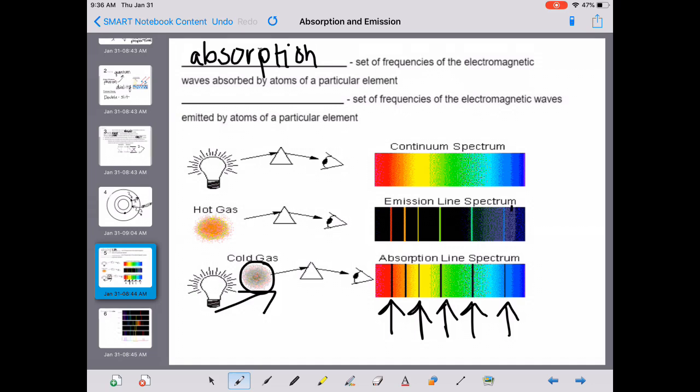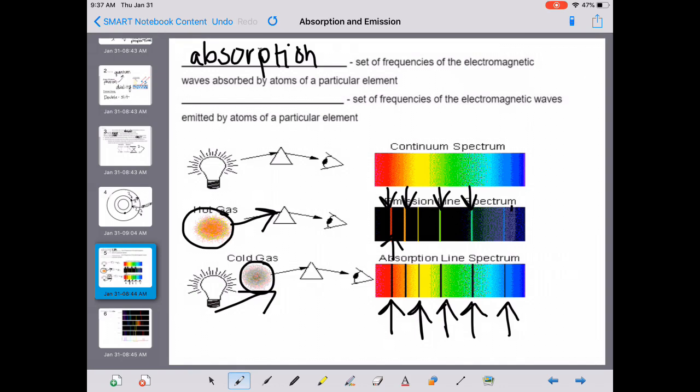And then the emission spectra is kind of the opposite. The electrons are already excited in a hot gas, and then when the electrons fall back to ground state, they emit photons of light at specific wavelengths, and that light passes through a prism, and we only see the specific colors of light that are being emitted by that sample. So we see a black spectrum with just lines of color that are being emitted.